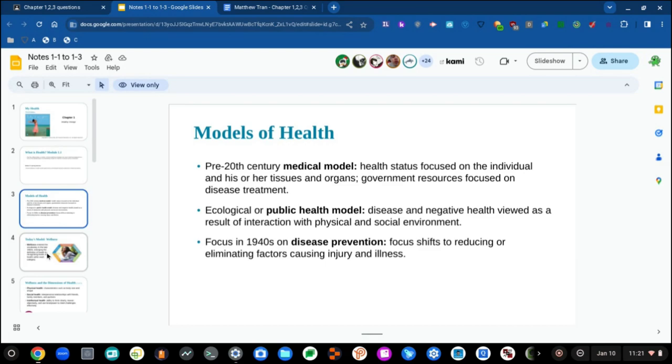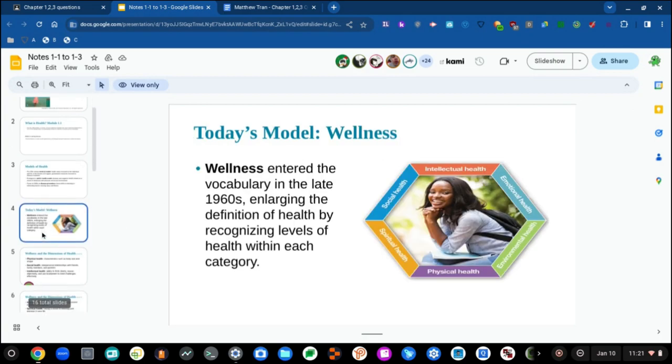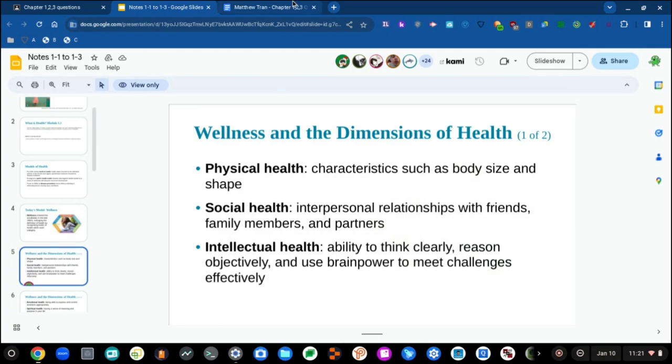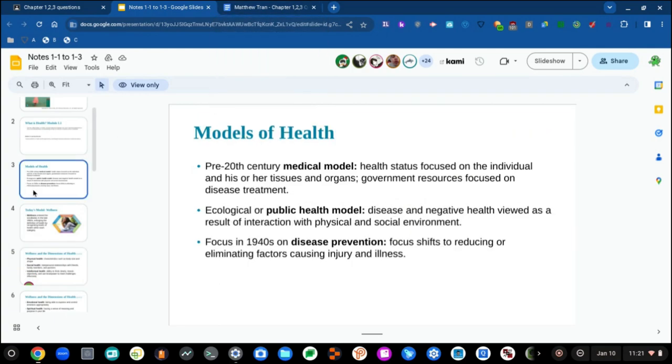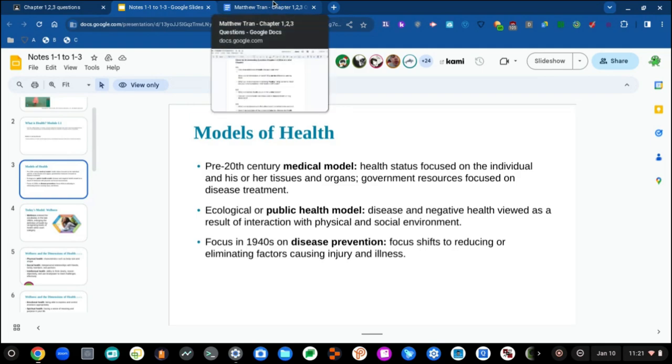So that's physical health. All right, social health is your health among your relationships with friends, family members, and partners. So how do you do socially? Do you get along with people? Do you get along with your family, your friends? Do you have a partner you get along with? That kind of thing. Relationships.